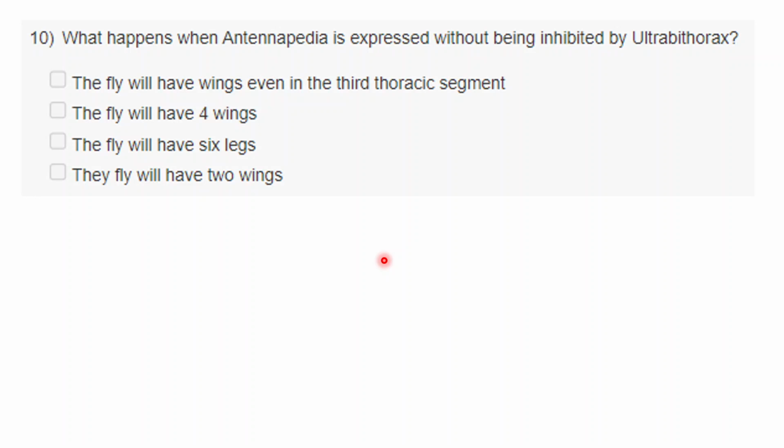You have to think a bit about all these Hox genes and how they are arranged and what structures they are responsible for forming in the Drosophila body. If you express antennapedia and you knock out ultrabithorax or you remove ultrabithorax, then what would happen?